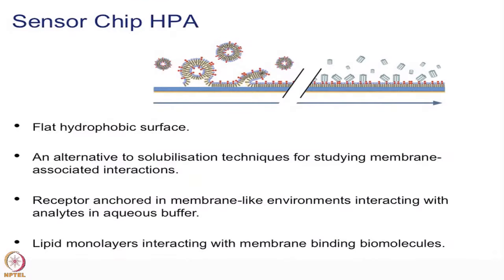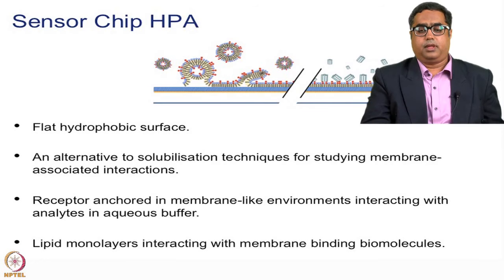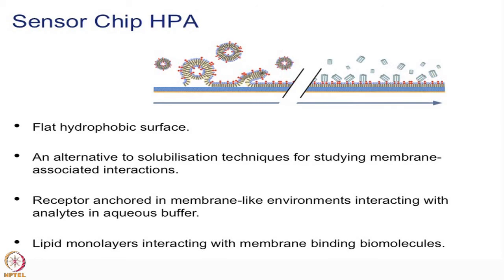Another very important variety of chip surface is the HPA surface. These are flat hydrophobic surfaces, and these surfaces are useful for membrane associated interactions. Receptors generally are anchored into membrane-like environments, and then they are useful for interaction with analytes. Generally, studies of lipid monolayers interacting with membrane binding biomolecules are made on these surfaces.